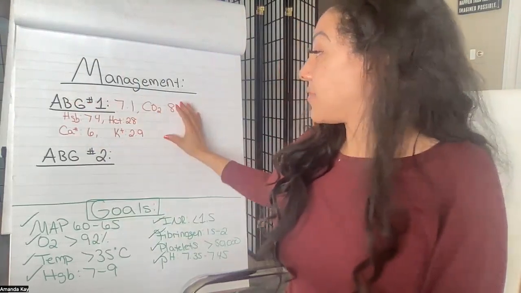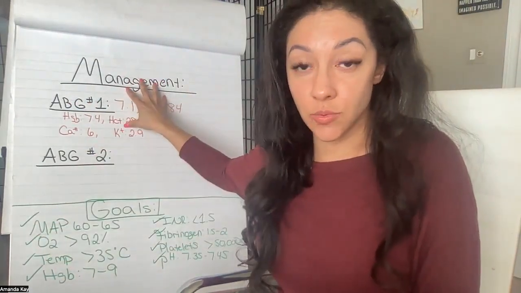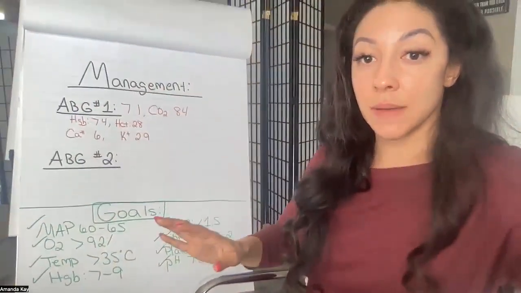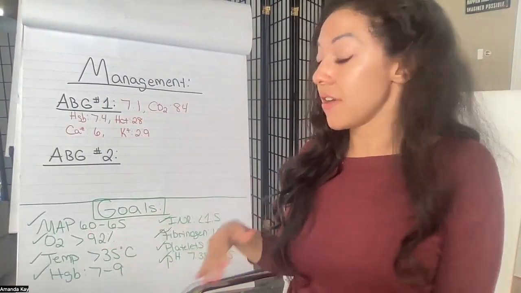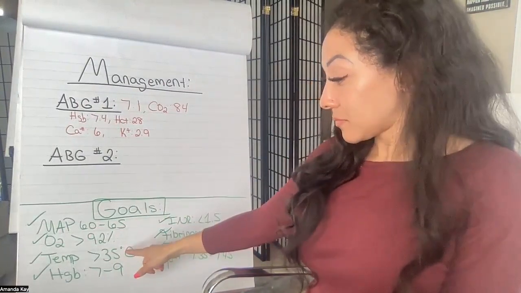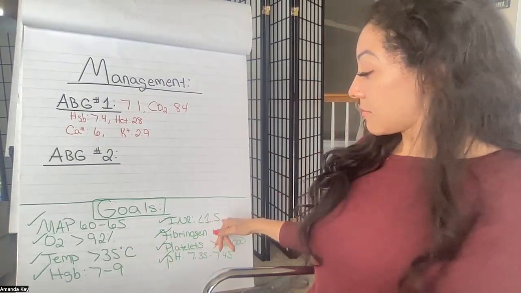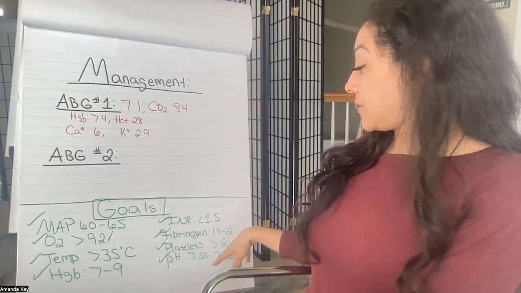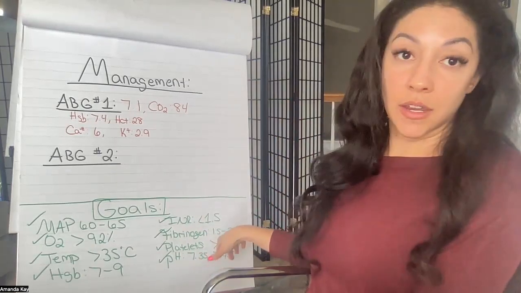So now that we've got this, what do we do? As you're fixing this, and we'll talk about this in a second, remember what your goals are. I want you guys to think about these as your goals: MAP 60 to 65, oxygen about 92% or above, temperature greater than 35, hemoglobin 7 to 9, INR less than 1.5, fibrinogen between 1.5 to 2, platelets 50K at least, and your pH back in normal range.